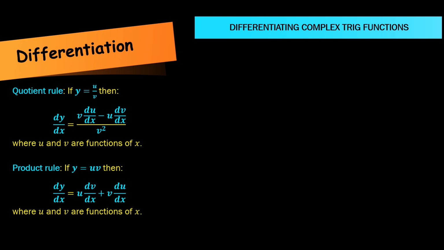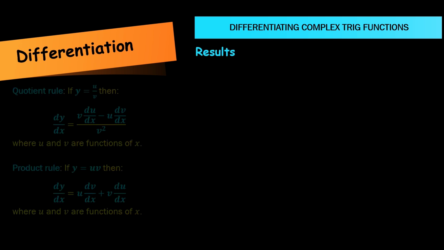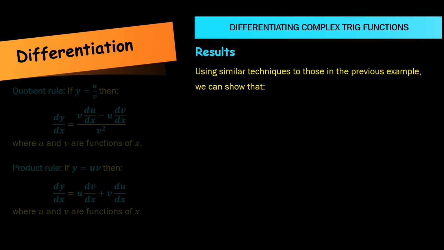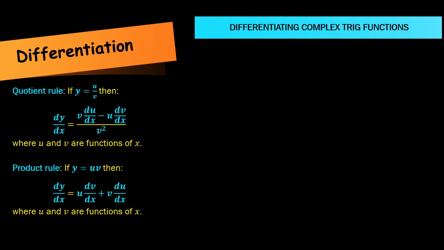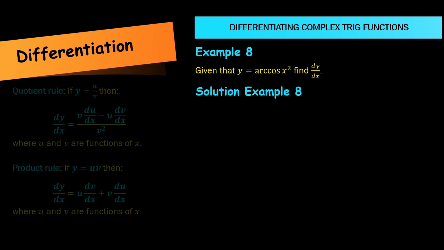If we use similar techniques to those shown in the previous example, we can prove the following, as shown on your screen. Now let's take a look at a final example. Pause the video and have a go. Press play when you're ready to view the solution. So let's solve this. Given that y equals arccos x squared, we are required to find dy/dx.